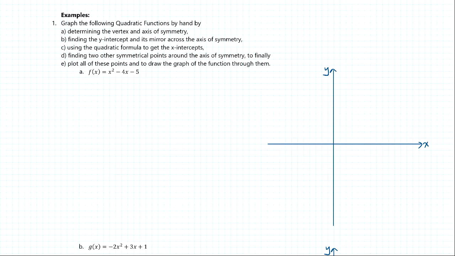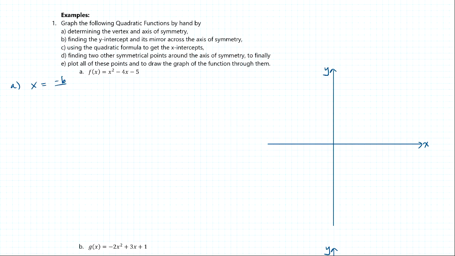So if we look at part A, for example, here's a function we can work with, and it's a quadratic function, so we are expecting a parabola. So the first thing we want to find is the vertex and axis of symmetry. And when we're doing this by hand, I like to find the axis of symmetry first, because this is going to be the information we can use for the x-coordinate of the vertex, because we know the axis of symmetry goes through the vertex overall.